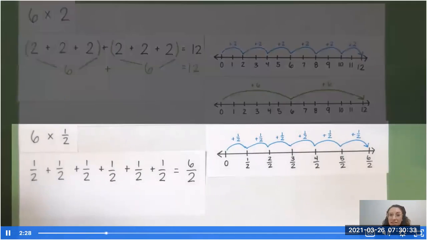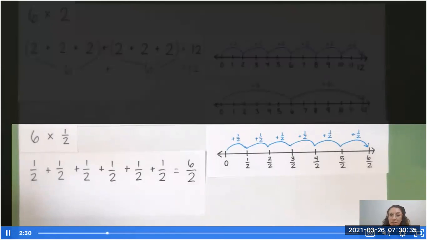Now, look at your repeated addition equation with halves. Use parentheses to group halves to make 1's. How many halves make 1? 2 halves. So how many groups of 2 halves did you make? We can make 3 groups of 1.